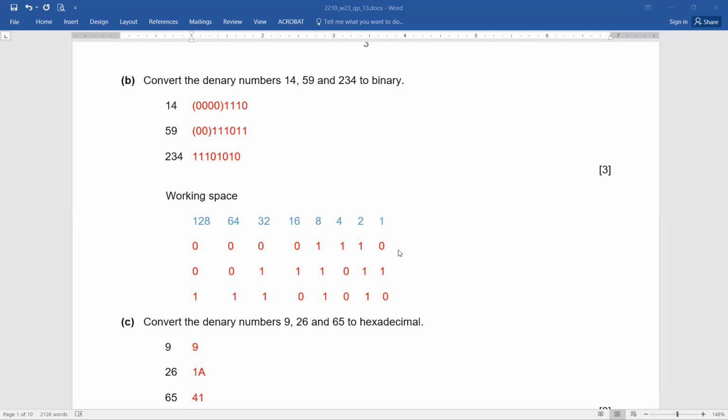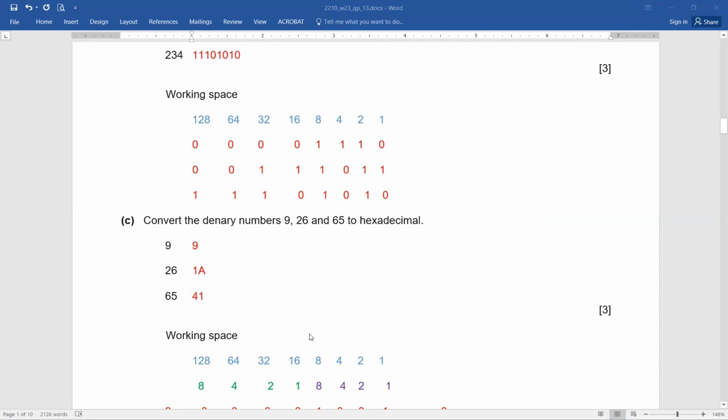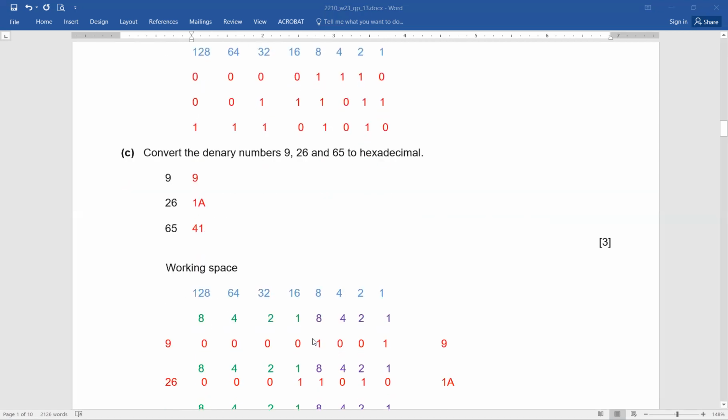Okay, that's wonderful. If you have any, then you can watch the video regarding the conversion from denary to binary and binary to denary also, okay? Now convert the denary numbers 9, 26, and 65 to hexadecimal. Now this is again the use of working space is given to you. So again, remember, you are given a denary number and you have to convert to hexadecimal.